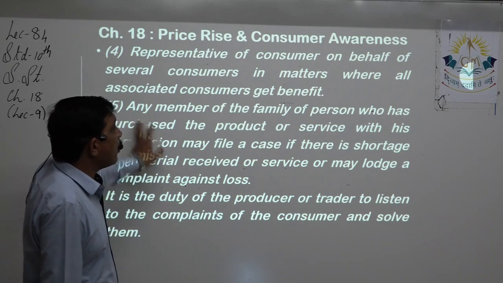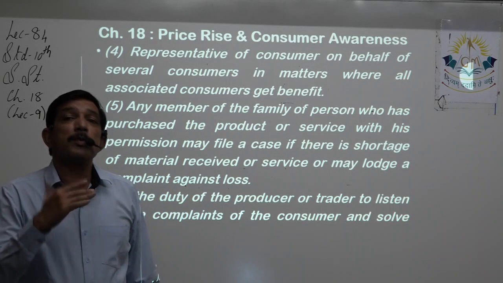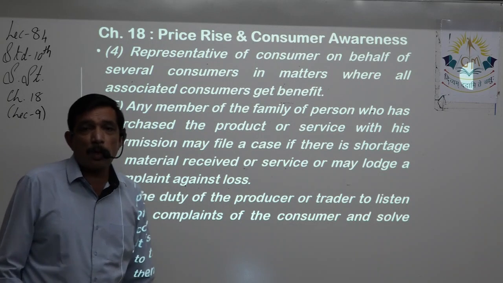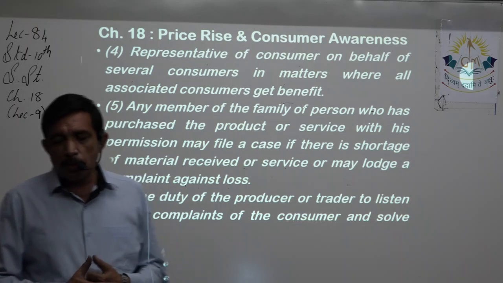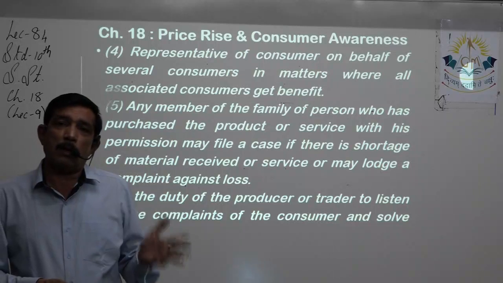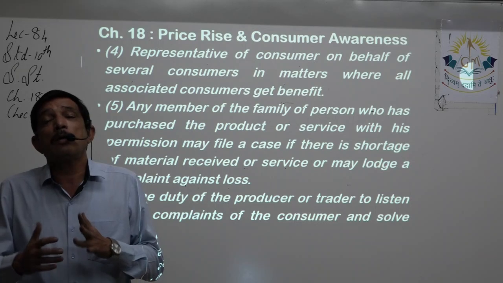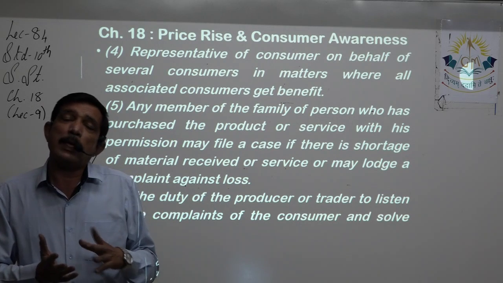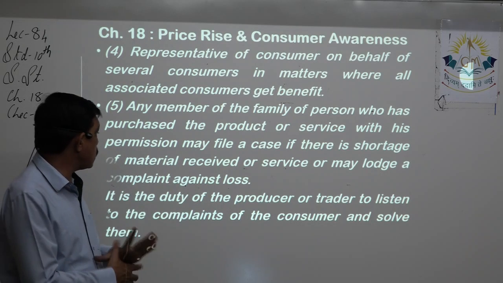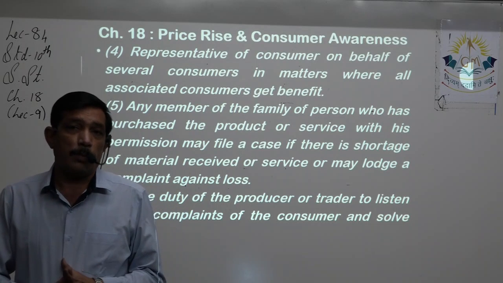Any member of the family, yes. Your father is a customer, at the same time he is not the consumer. You are the consumer. So any member of the family of the person who has purchased the product or service may, with his permission, file a complaint. Of course, you are dependent. So you can also file a complaint because your father bought that product, but you are using it, or your family member who is also using it can also file a complaint. If there is a shortage of material or service received, one may lodge a complaint against the loss. It is the duty of the producer or trader to listen to the complaint, right?